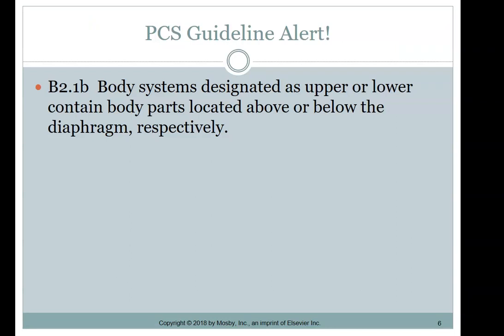The PCS guideline alert. This guideline refers to the cardiovascular system's arteries and veins, not the lymphatic vessels. The body systems, designated as either upper or lower, contain body parts located above or below the diaphragm, respectively.